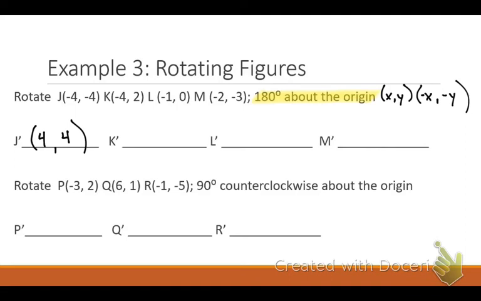Okay, so what do you think the next point is going to be? 4. Okay, very good. So now it was negative 4, so now it's going to be positive 4. It was positive 2, so now it's going to be negative 2. I do the opposite. All right, you try L and M now.